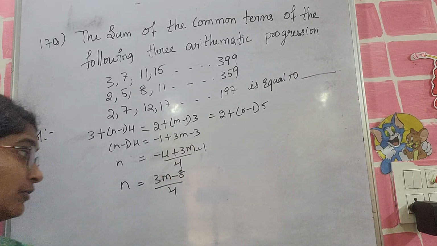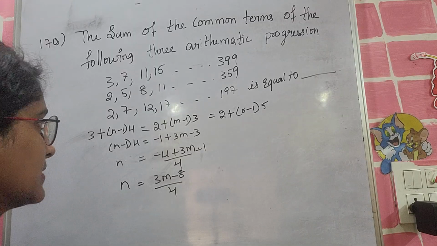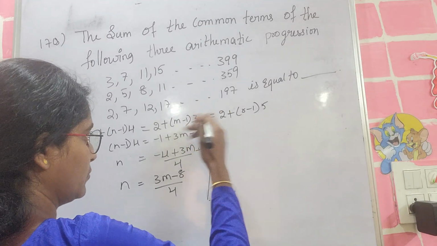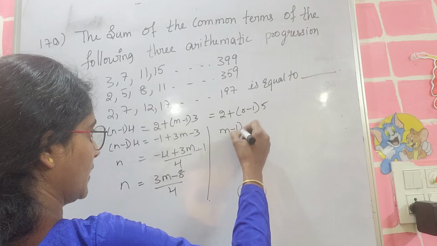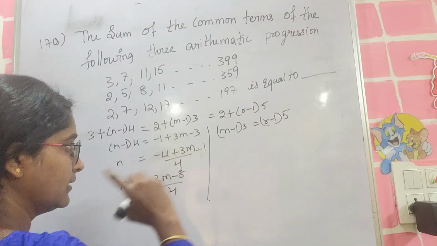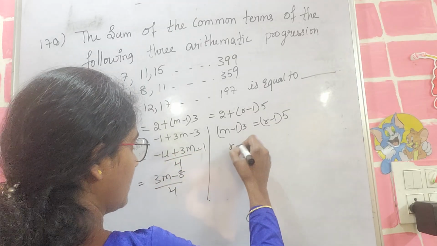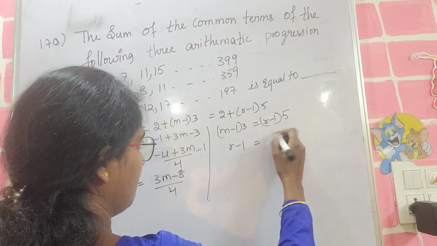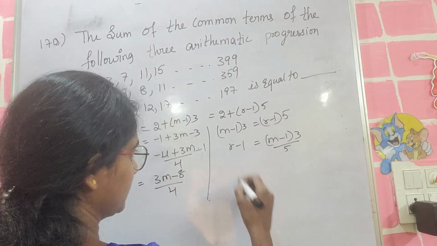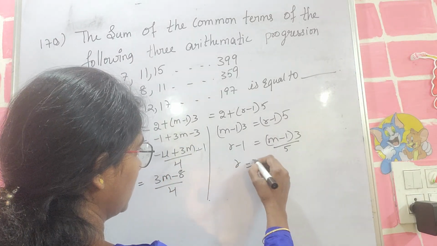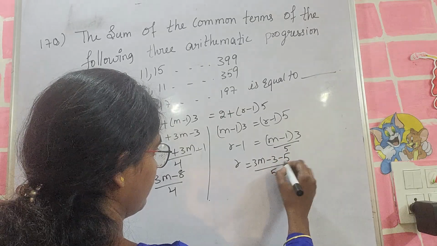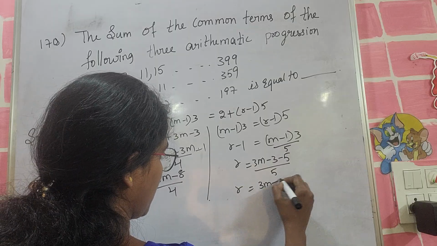Yes. Now you need to find the a value in this. In the same way I'm going to compare both. If I compare both, the 2 gets cancelled. m minus 1 of 3 equals r minus 1 of 5. So I'll write r on this side. Then r minus 1 equals m minus 1 of 3 by 5. Then minus 1, if I send that side, r equals 3m minus 3 minus 5 by 5. So the answer is r equals 3m minus 8 by 5.